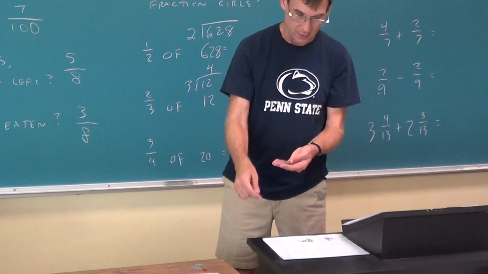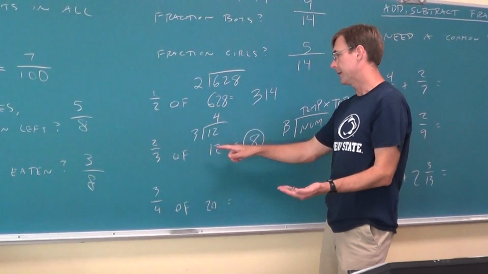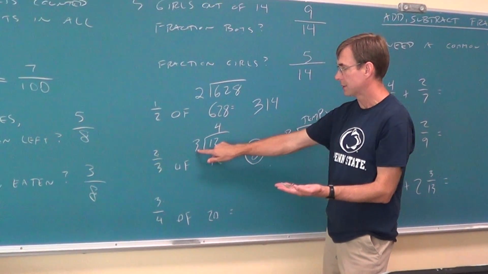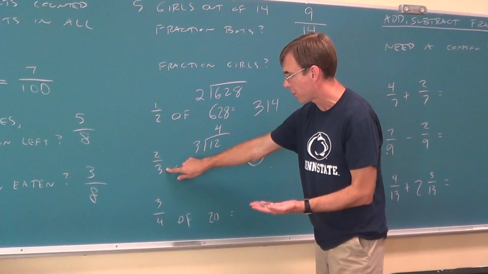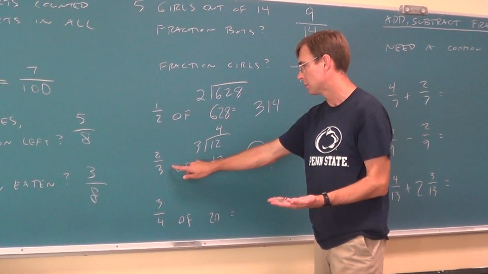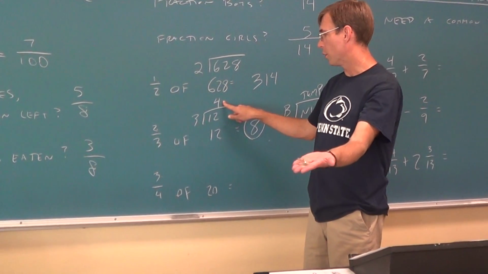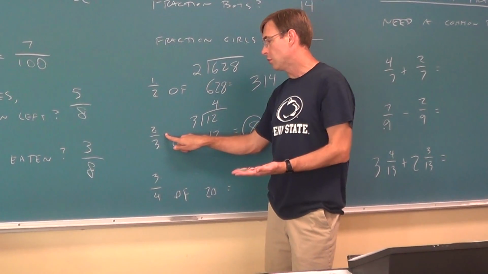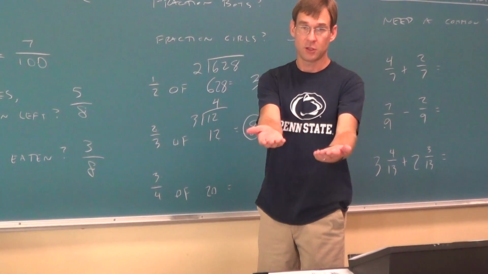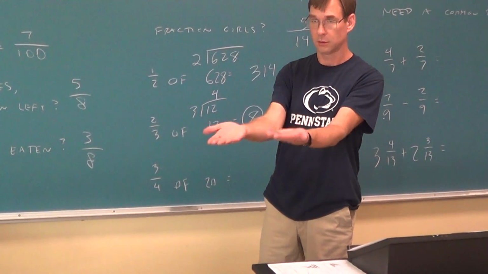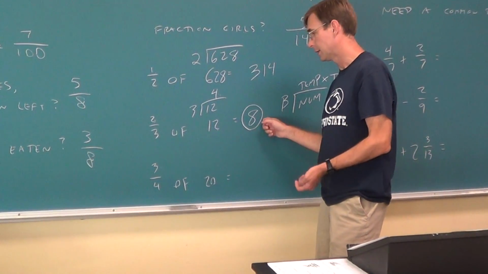When I separated those into the 3 piles, that's like dividing the 12 paper clips into 3 piles. Anything to do with thirds, you'd have 3 piles of those. That made 4, I'm holding 4 paper clips. Every pile has got 4 paper clips. If we've got 2/3 of those, then I would hand you 2 of those piles of 4. 2 times 4 gets us the 8.